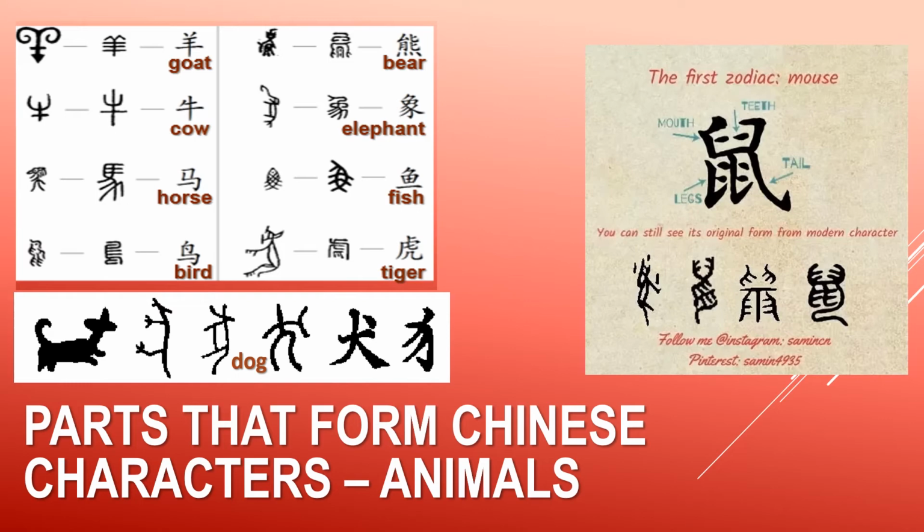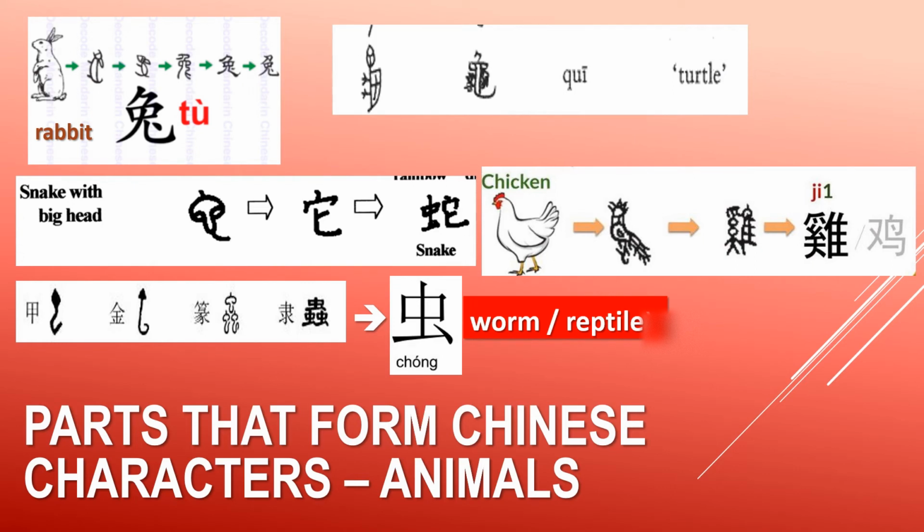These are the examples of characters of animals parts like goat, cow, horse, bird, bear, elephant, fish, tiger, dog, and mouse. These are the examples of characters of animals parts like rabbit, turtle, snake, chicken, and worm.